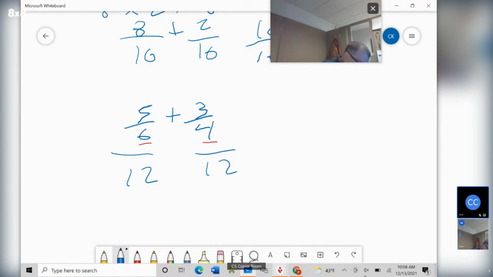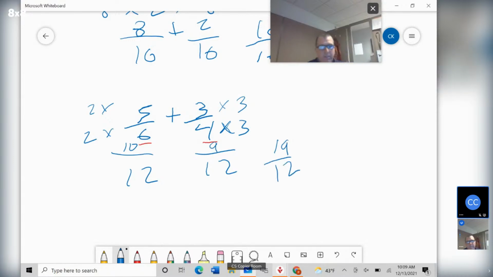And then I'm going to do 6 times what equals 12? Well, that's 2. And if I multiply the denominator by 2, I have to multiply the numerator by 2. 2 times 5 is 10. And in this case, how many times does 4 go into 12? Well, that's 3. And once again, if I multiply the bottom times 3, I have to multiply the top. 3 times 3 is 9. And then what I get is 19 over 12.